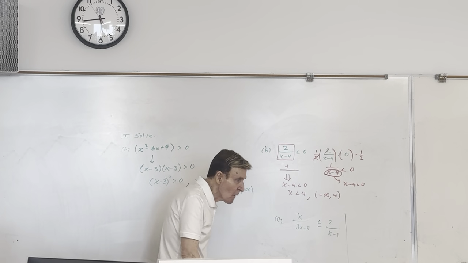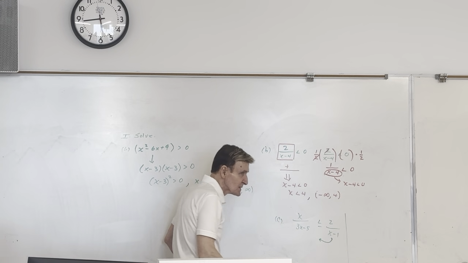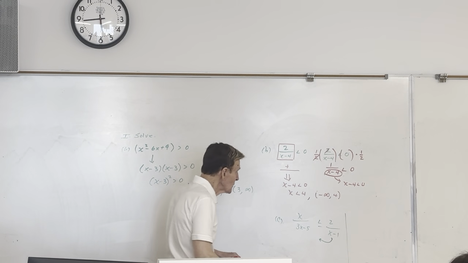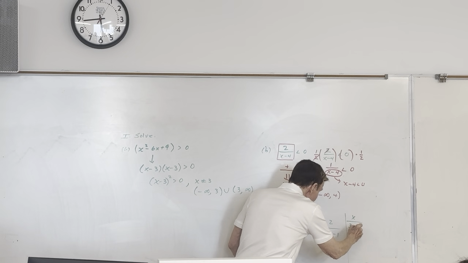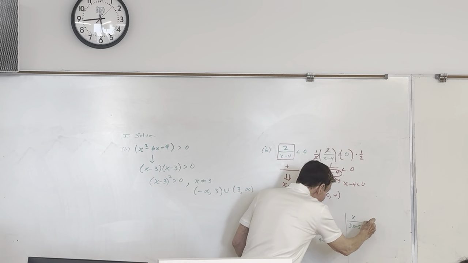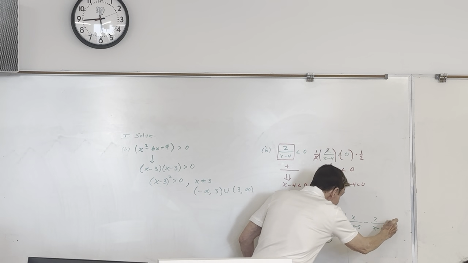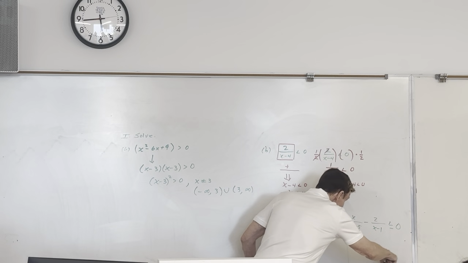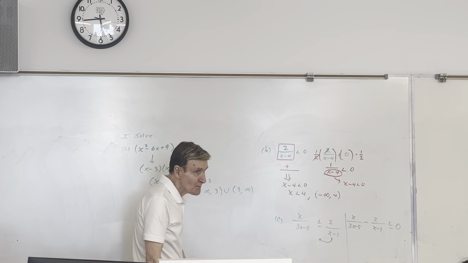Go for it. You move 2 over x minus 1 to the other side. He wants that 0 that we've been working with on one side. He says, move that over. So we have x over 3x minus 5, and if I move it over, it becomes minus 2 over x minus 1, less than or equal to, there comes that 0. I just said move that term over, and I did.